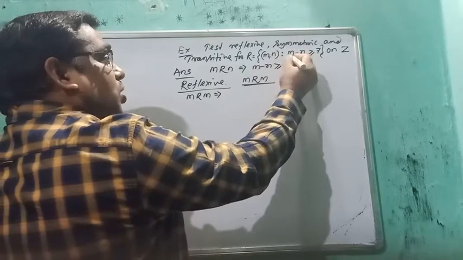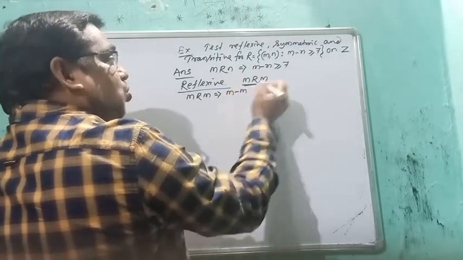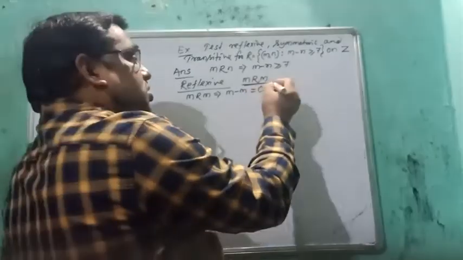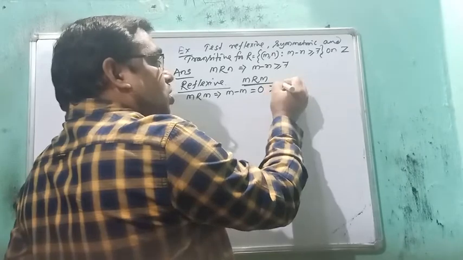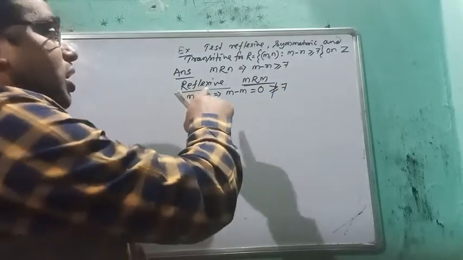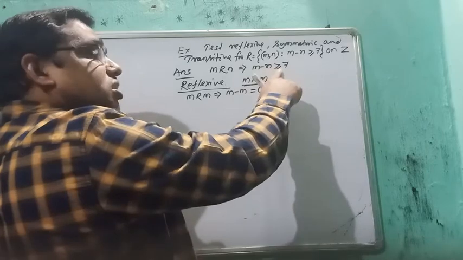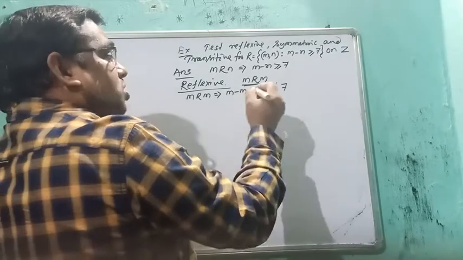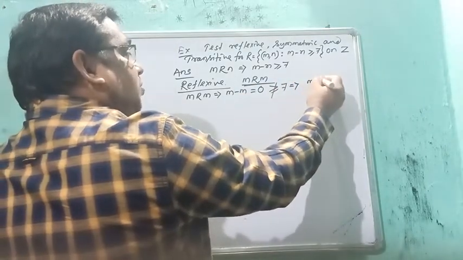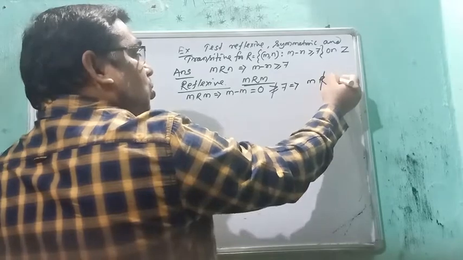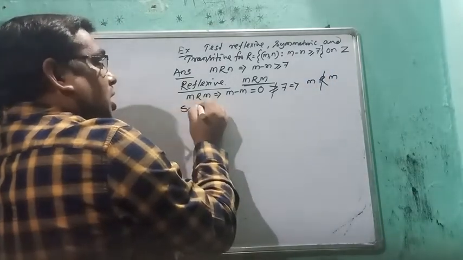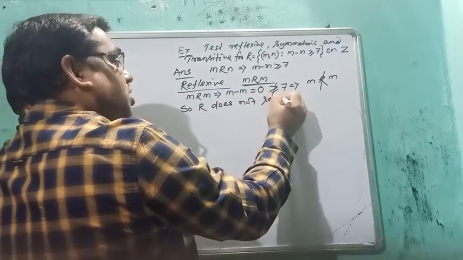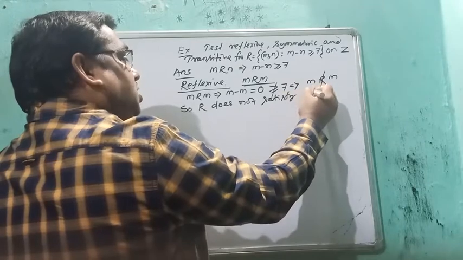M is in relation to m means m minus m. What is m minus m? It is equal to 0. M minus m is 0, and 0 is not greater than or equal to 7. The relation requires m minus n to be greater than or equal to 7, but here m minus m is not. Then that implies m is not related to m. So R does not satisfy the reflexive relation.